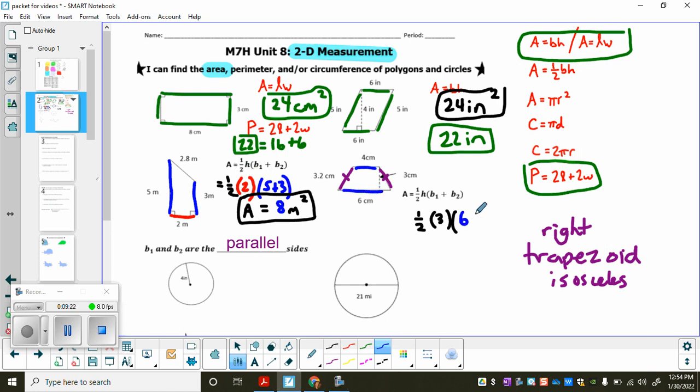So 6 plus 4. Now you don't need Desmos. You can say, okay, this is a 10. And half of 3 is 1.5. So 1.5 times 10 would be a 15. So you don't really need Desmos because the math is kind of easier math.